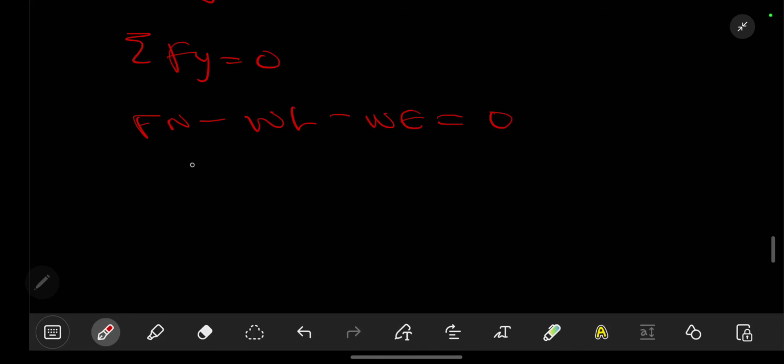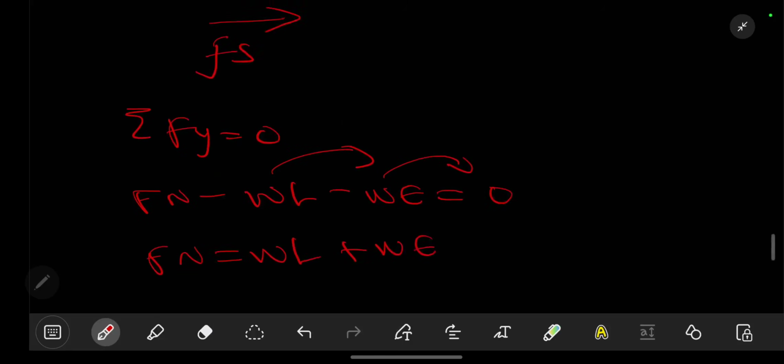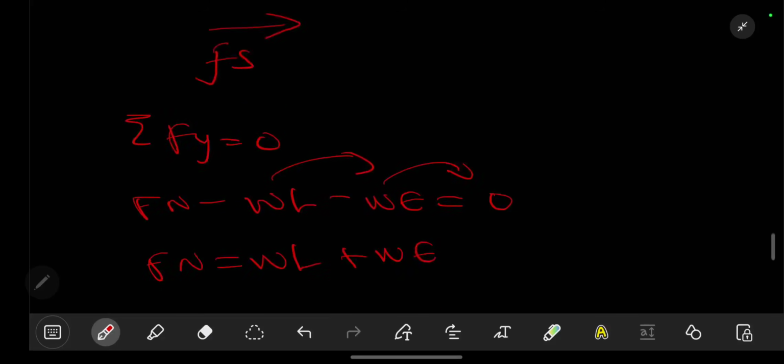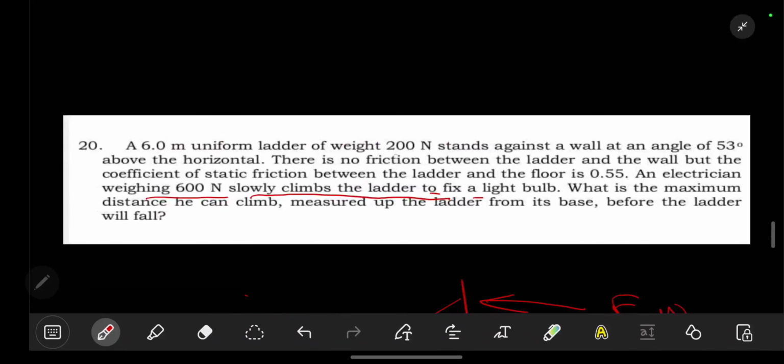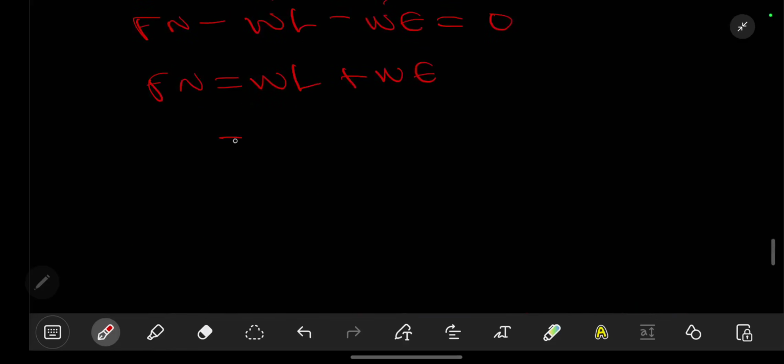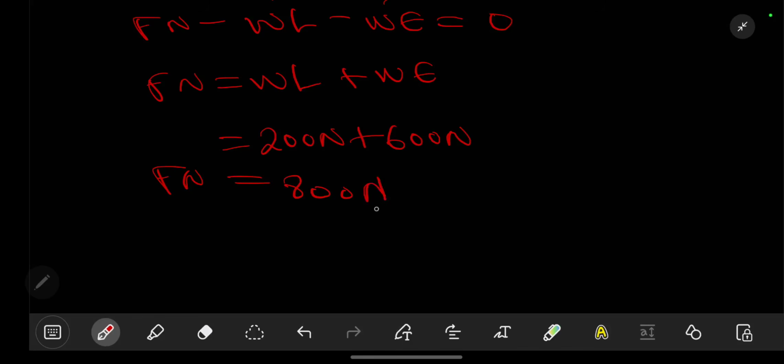So if this goes to the other side and this goes to the other side, the normal force will be equal to the weight of the ladder plus the weight of the electrician, like that. So with that said, we are going to find the weight. We have the 200 and we also have the 600 for the electrician. So we are going to have 200 newtons plus the 600 newtons for the electrician. So the normal force will be equal to 800 newtons.